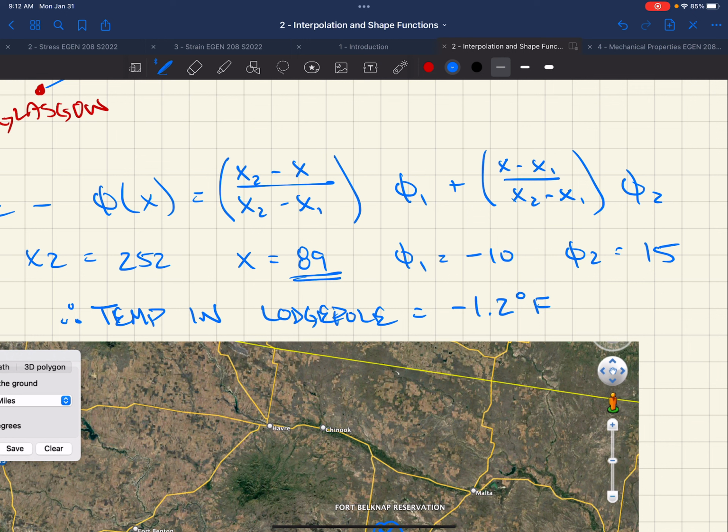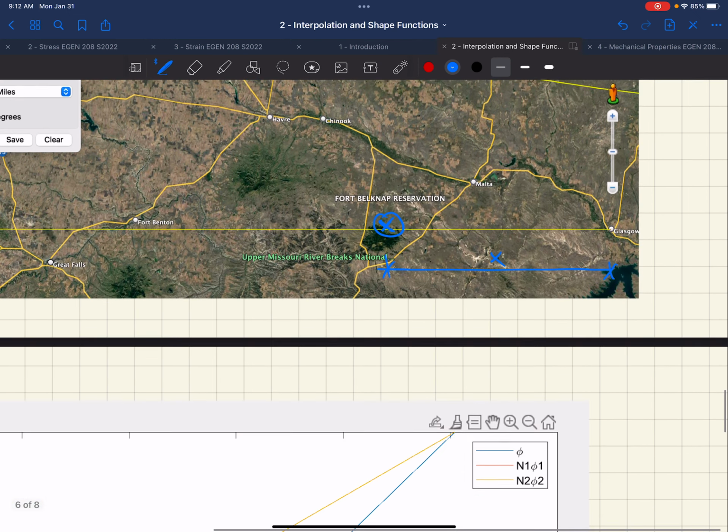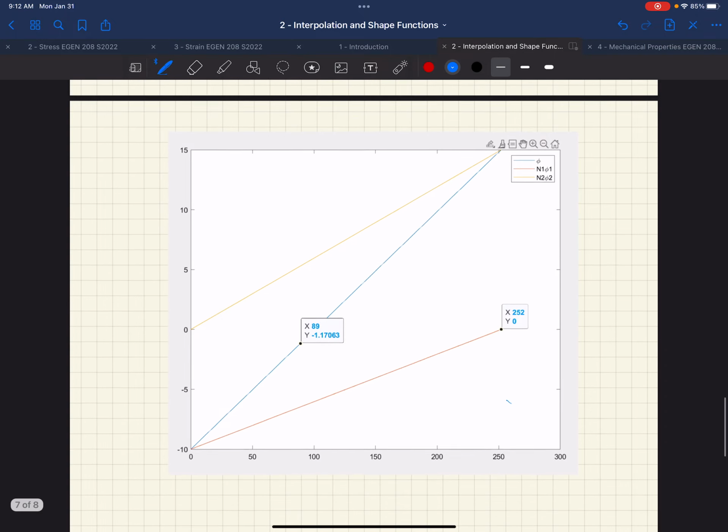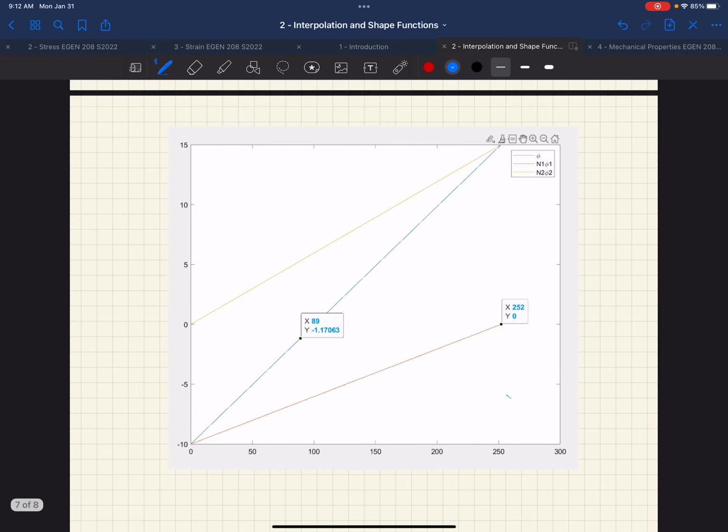Obviously, this is a super, super simple example. You could have just done this on the calculator by linearly interpolating. It's essentially the same thing. But it's going to get a little more complicated as you start adding in additional variables, either space variables or degrees of freedom. So, what does this look like in a plotted form?